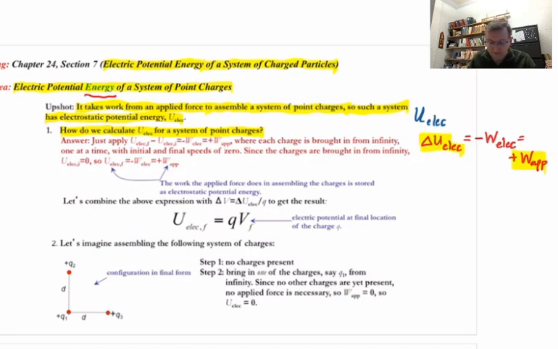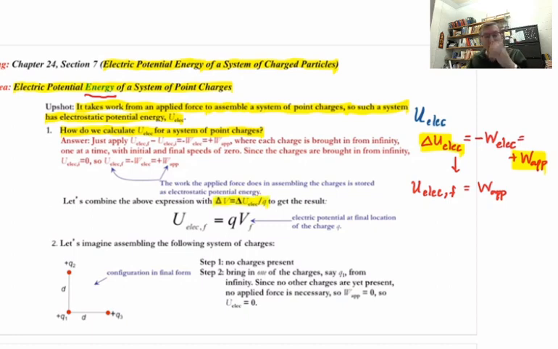Okay? Now remember, all the charges start out at infinity where the potential energy is zero. So in this, delta U electric initial is zero. So the delta U electric really just boils down to U elect final is equal to how much work I had to do to bring the charge in from infinity. Now I combine that expression with one other idea from this chapter, right there.